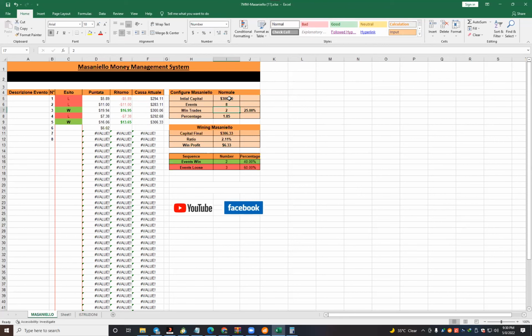How much will you win? $6.33, because you take a 2 trade risk. Before there were 10 trades, right? Within the 10 opportunities, you needed to win 2, right? But now you reduce the opportunity to 8 opportunities, and you have to win the 2.